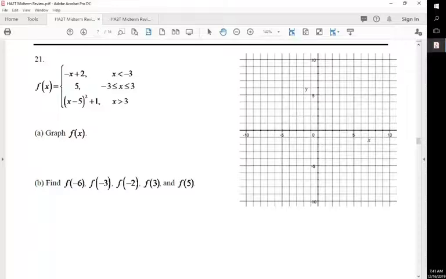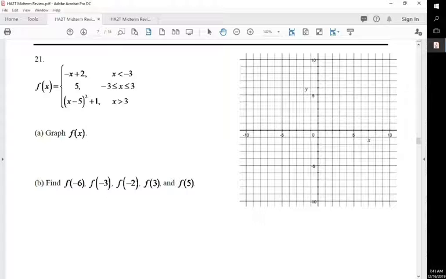All right, graphing a piecewise. Okay, the key about piecewise is understanding that there are multiple rules, and you use each of those rules in these intervals. So this says x is less than -3.